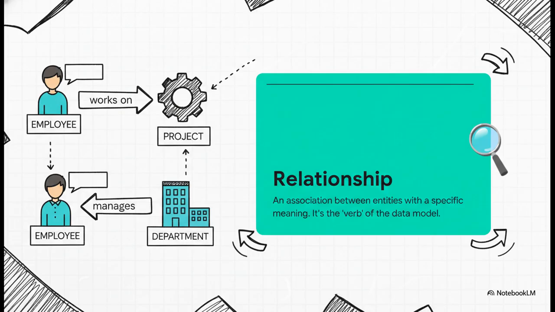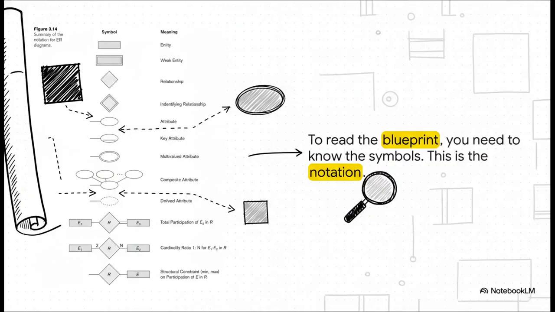These connections, these verbs, are what turn a bunch of static lists into a dynamic, living system. Now, to actually read these blueprints, you have to know the symbols. Think of this as our legend. It's pretty straightforward. The rectangles are our entities, the nouns. The ovals are the attributes, the adjectives. And, most importantly, those diamonds represent the relationships, the verbs that connect everything. Let's see how this all works in practice.